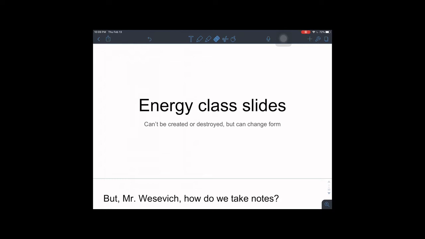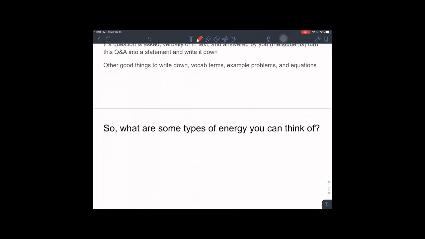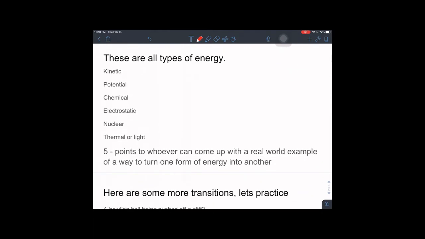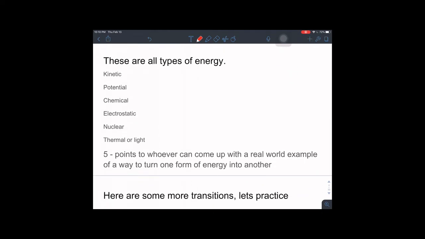Hello class, today we'll be covering energy. That'll be our unit for today. So if we think of types of energy, there's many different kinds. There's kinetic, which is the energy of motion.